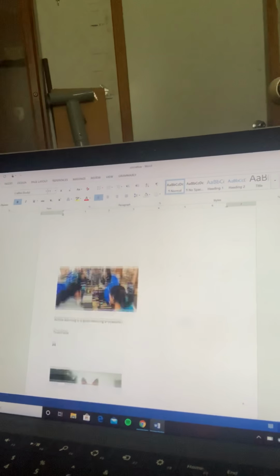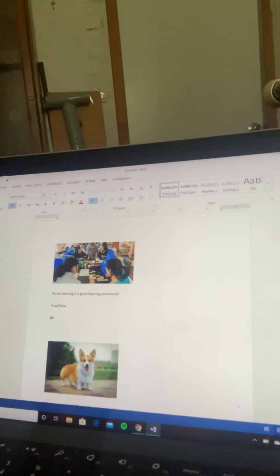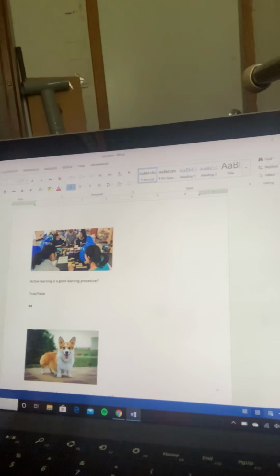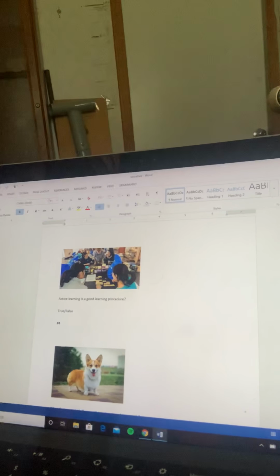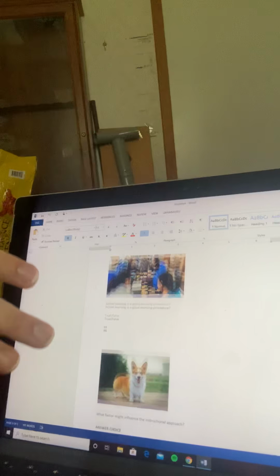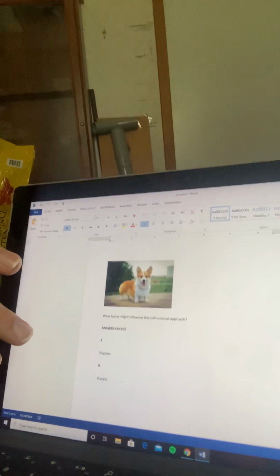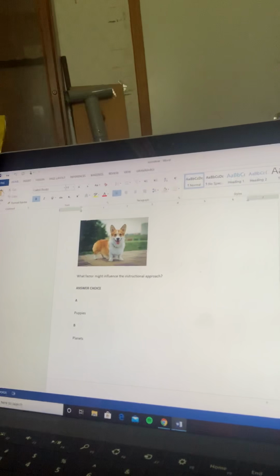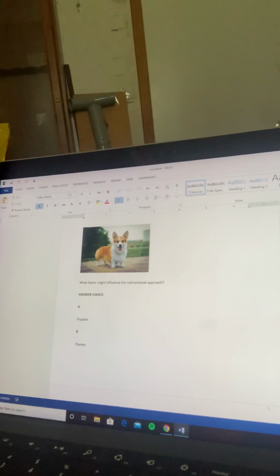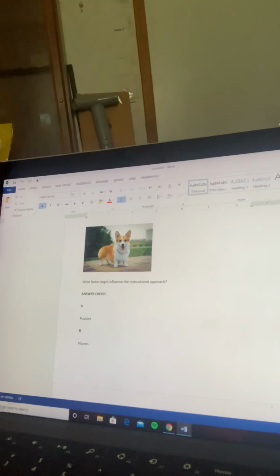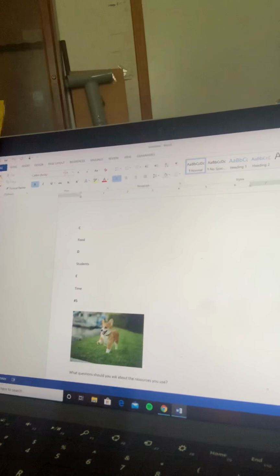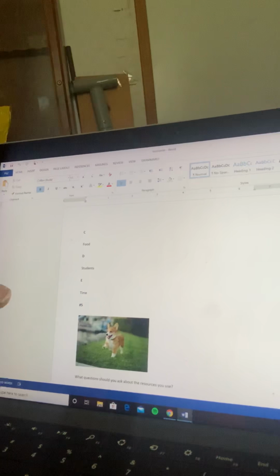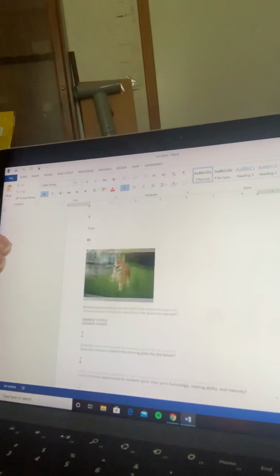Number 3, active learning is a good learning procedure. True or false? Take a second. Now, number 4, I had to add a corgi. They're just so adorable. What factor might influence the instructional approach? A, puppies. B, planets. C, food. D, students. E, time. Take a second, answer that.